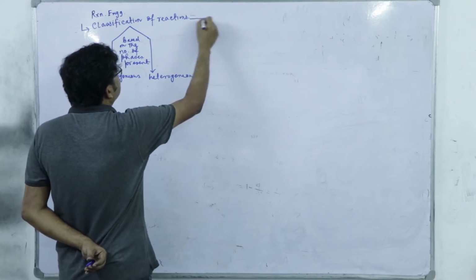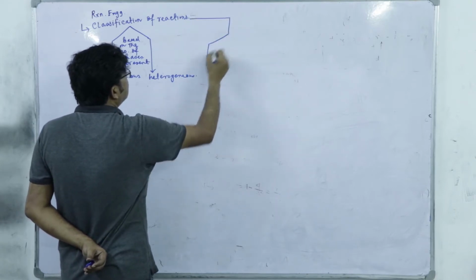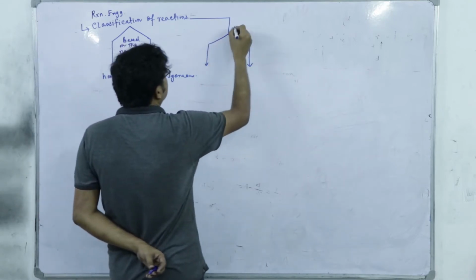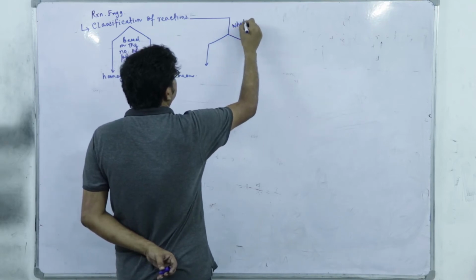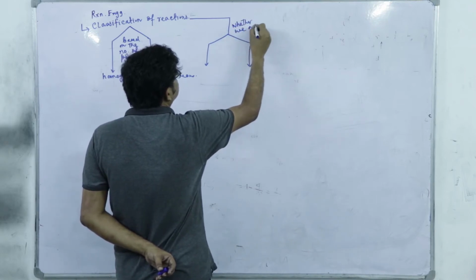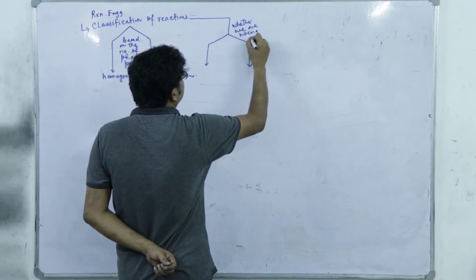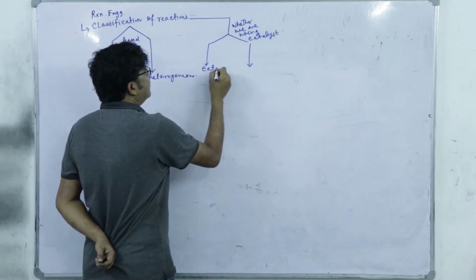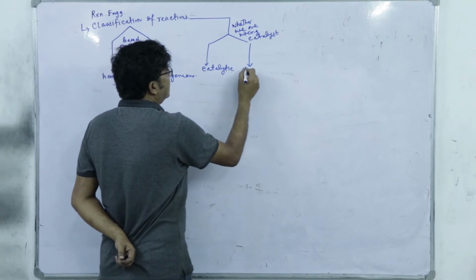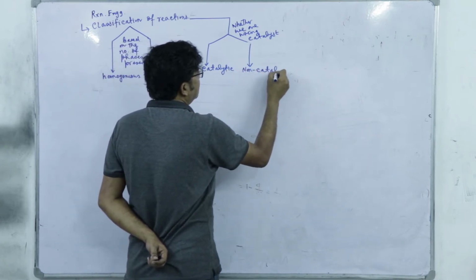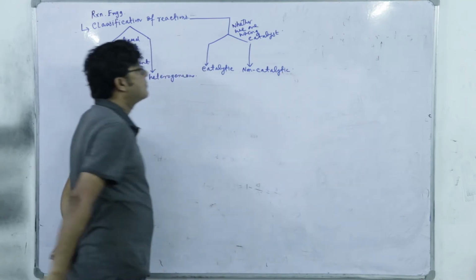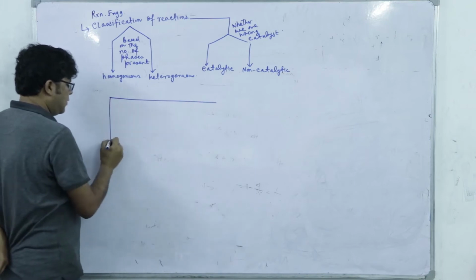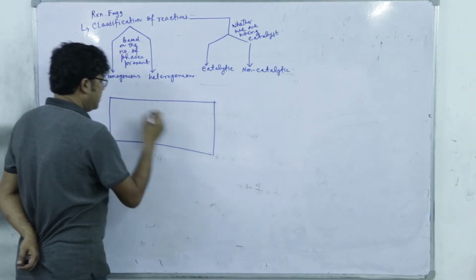and simultaneously we can also classify the system of reaction based on whether we are using a catalyst. Accordingly, we will have catalytic reaction and non-catalytic reaction. So, you see that we have got 4 divisions here.